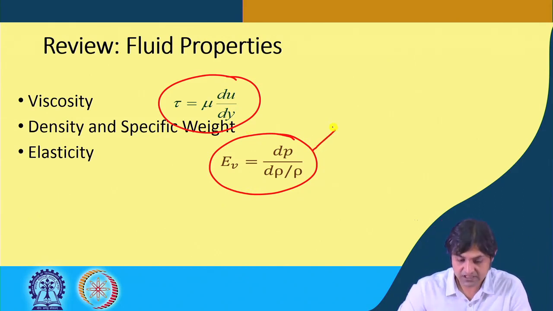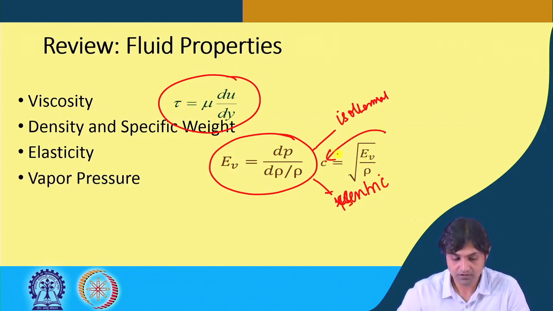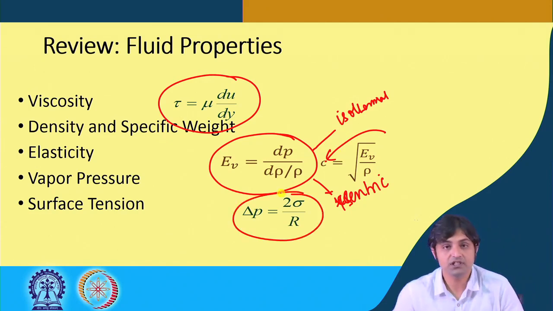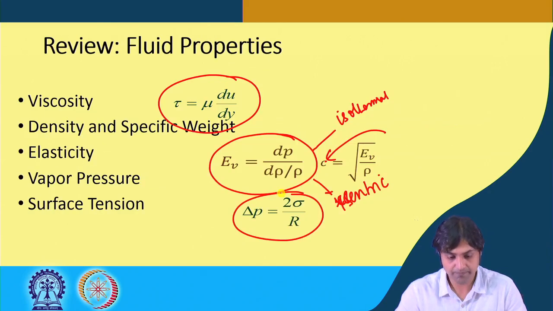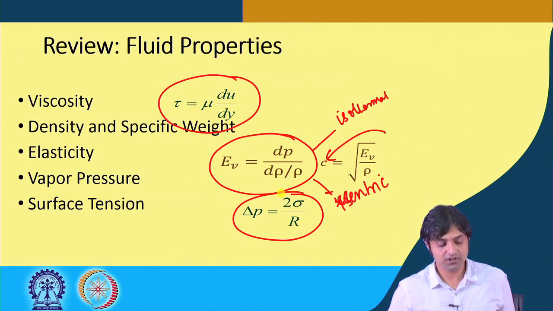We have seen this for isothermal and isentropic processes, and we have also related that to the speed of sound. We have seen vapor pressure, and we have seen surface tension, and this was one of the important equations, delta P is equal to 2 sigma by R. So to review the properties: viscosity, density and specific weight, elasticity, vapor pressure and surface tension, these are the important properties that we have read.